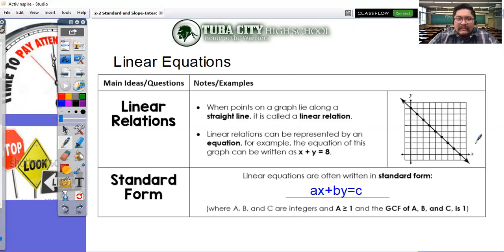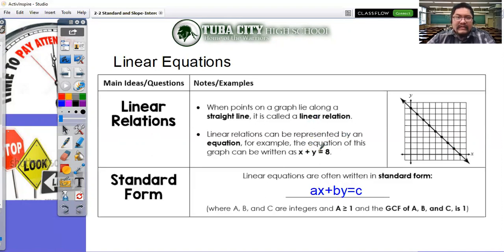All right, so let's see. When points on a graph lie along a straight line, this is called a linear relation. So again, straight line, that means linear. Linear means line, or line-like, I guess. Linear relations can be represented by an equation. For example, the equation of this graph is written as x plus y equals 8.